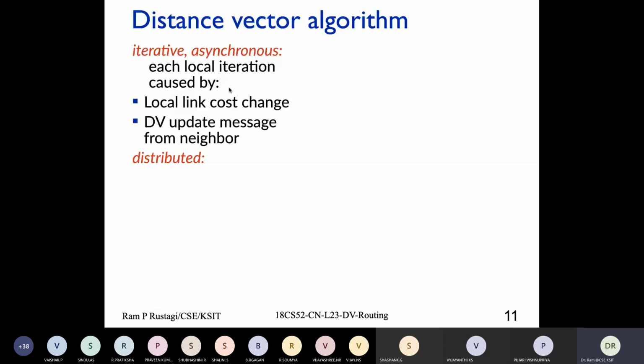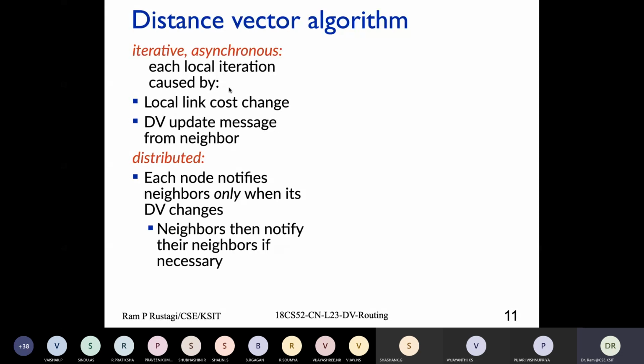it's called iterative. Asynchronous means my computation is independent of what computation is done by other nodes. Distributed, each node does the computation. There is no central computation, and that's why it is called distributed computation.